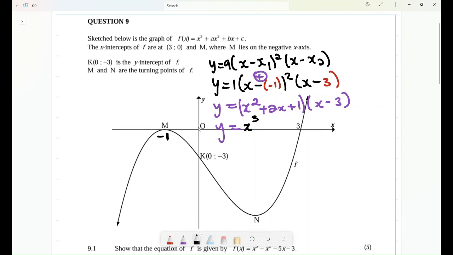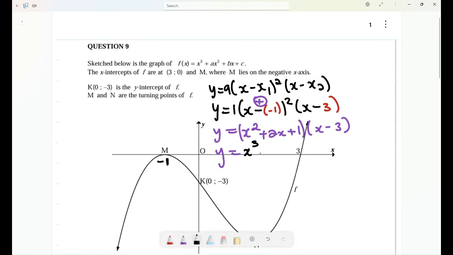Okay, which is equal to negative x squared plus 5x minus 3. Therefore, this is your final answer.